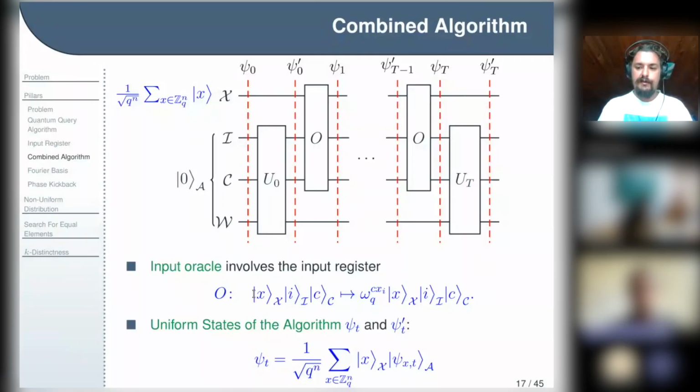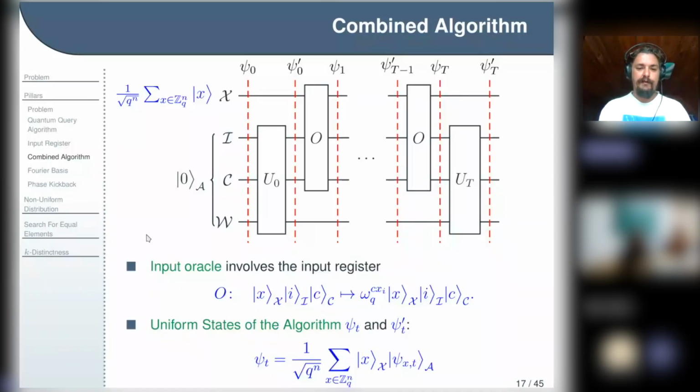A quick question. Here we are assuming that the X register starts in the uniform superposition. Yes. Going ahead, do we want to also look at distributions which are non-uniform? Yes, exactly. I will talk about this. You can see there's a section on non-uniform distribution on the left-hand side, so I will get there.